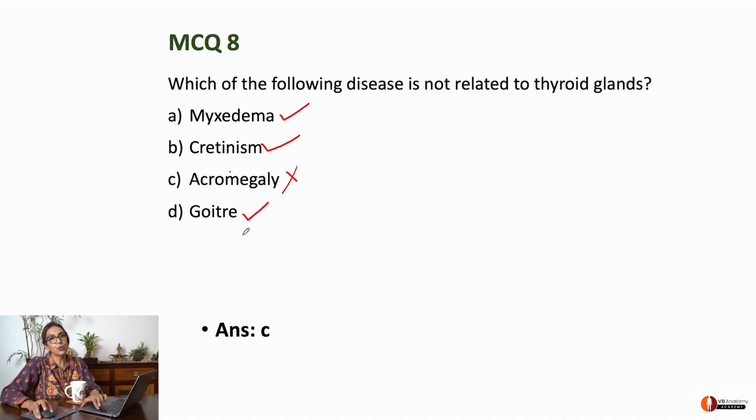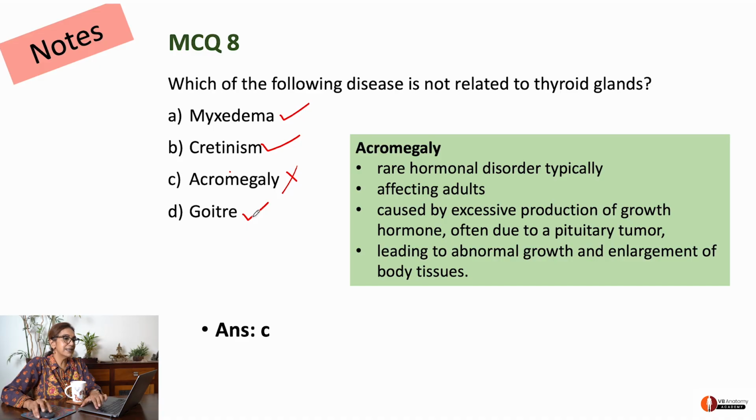Question is, what is acromegaly? This is the time for you to remember. Acromegaly is a hormonal disorder affecting the adults caused by excessive production of growth hormone due to a pituitary tumor. So what will happen? Patient will have abnormal growth and enlargement of body tissues. So this is how you solve MCQs, by also understanding why not acromegaly. Then only it makes sense.